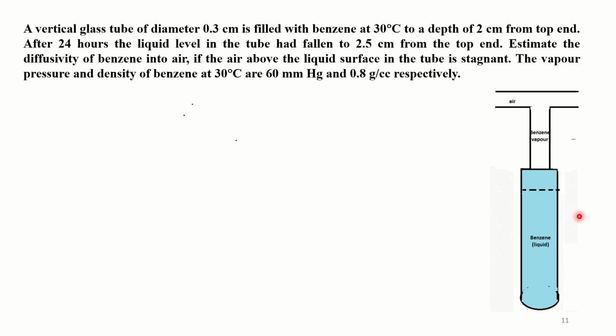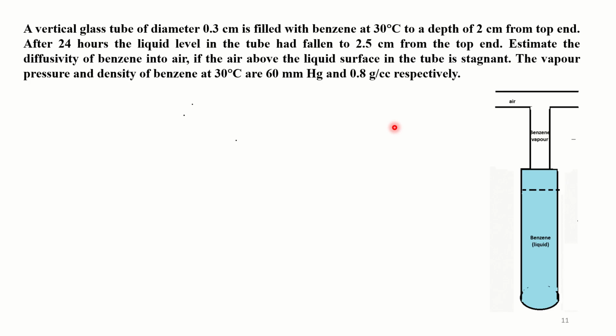It doesn't mention what is the height of liquid that is present in the vessel. So please understand what is given. The level is given as the measurement from the top surface of the tube to the liquid surface. Initially it was 2 centimeter and it had fallen to 2.5 centimeters. Since it is the volatile component, obviously it will vaporize. So due to vaporization, the liquid level will drop down and the height measured from the top surface will increase.